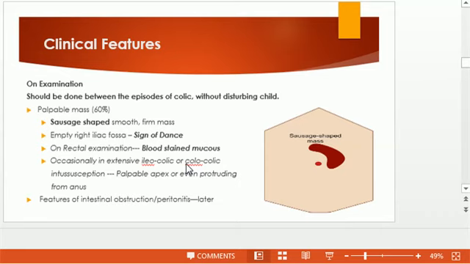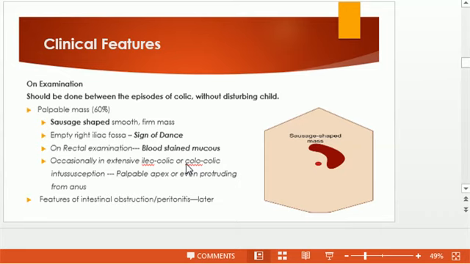There may be an associated feeling of emptiness in the right iliac fossa. When you palpate the right iliac fossa in this infant, it seems to be empty. This is called sign of Dance. In these infants, when rectal examination is done, blood stained mucus will be seen on your finger stall.